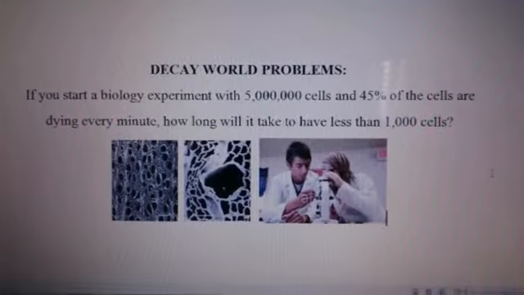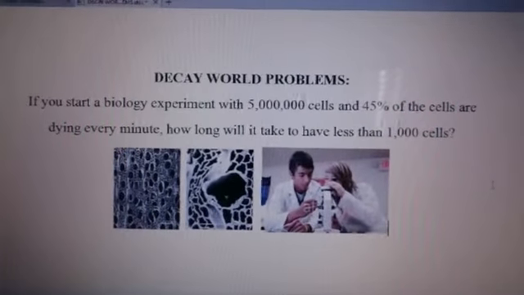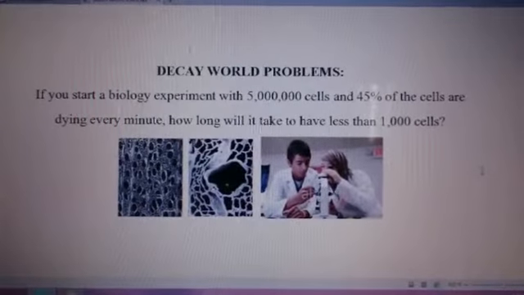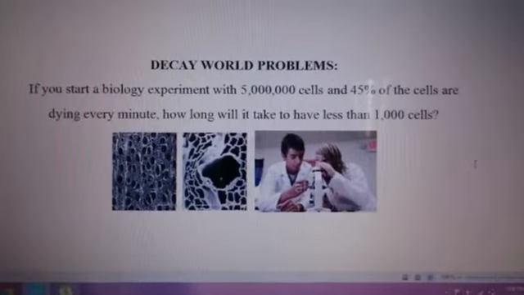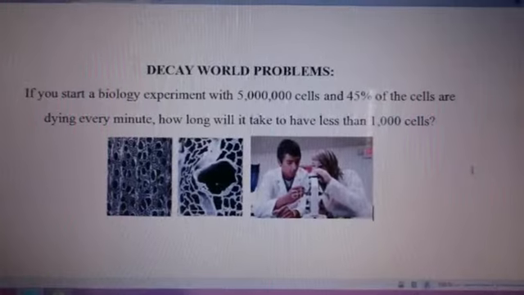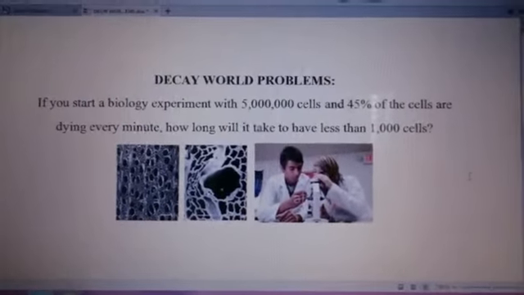Real life problem, the decay word problems. If you start a biology experiment with 5 million cells and 45% of the cells are dying every minute, how long will it take to have less than 1,000 cells?